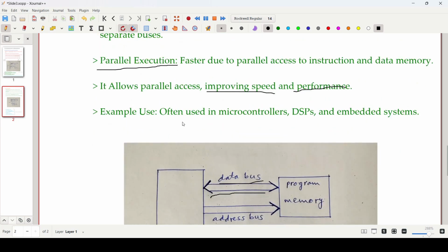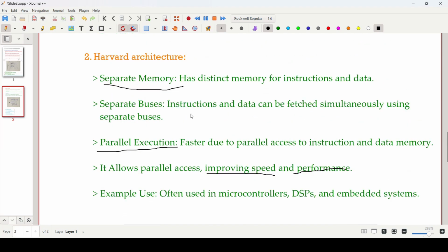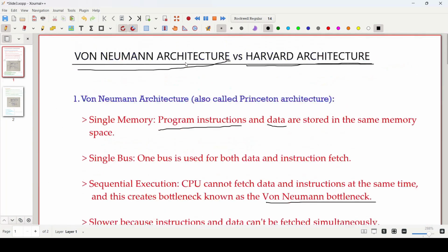This kind of architecture is used in microcontrollers, DSPs, and embedded systems, the systems where you have to deal with real-time constraints, like embedded systems, digital electronics, and microcontrollers. So these are some of the points related to both of these kinds of architecture.